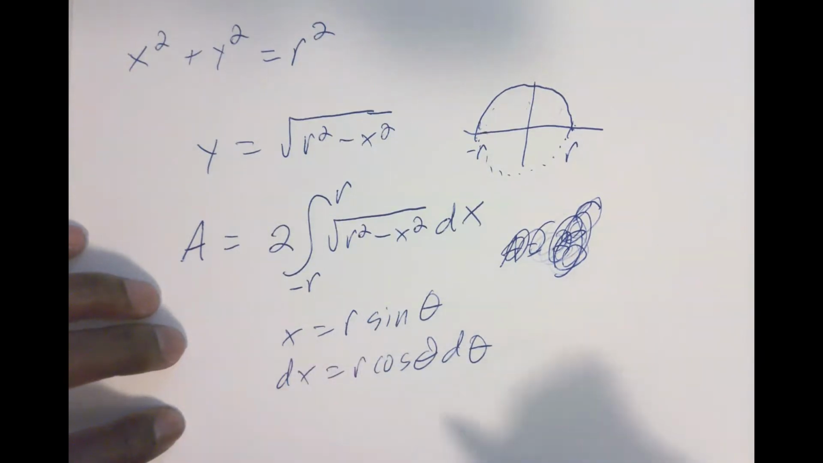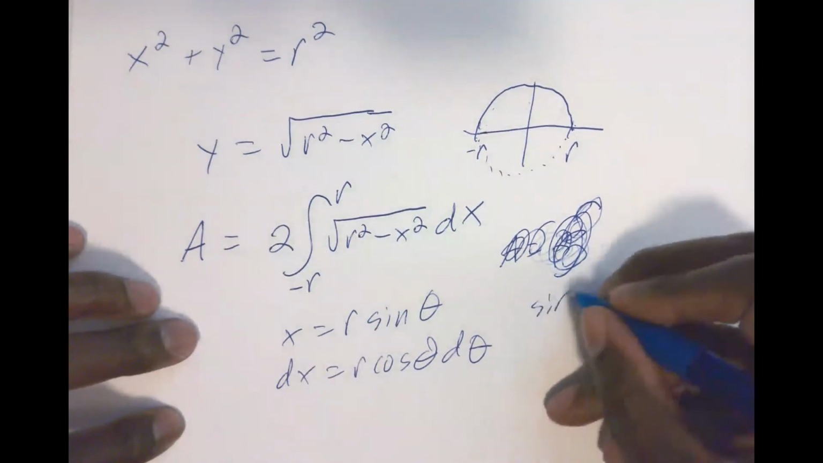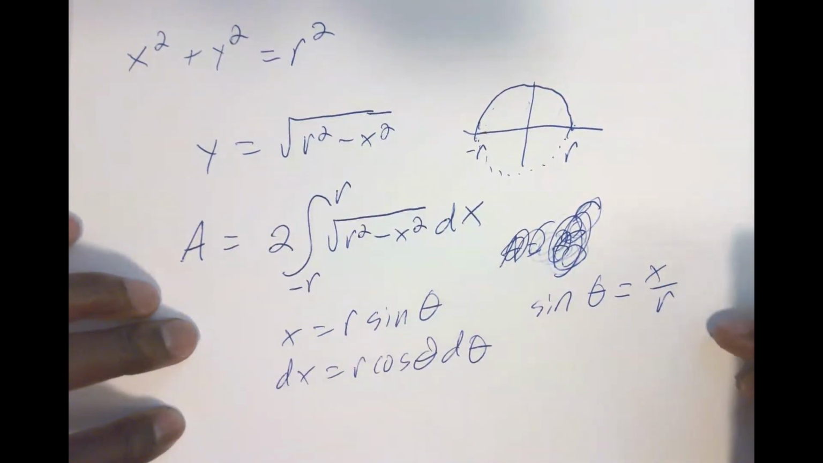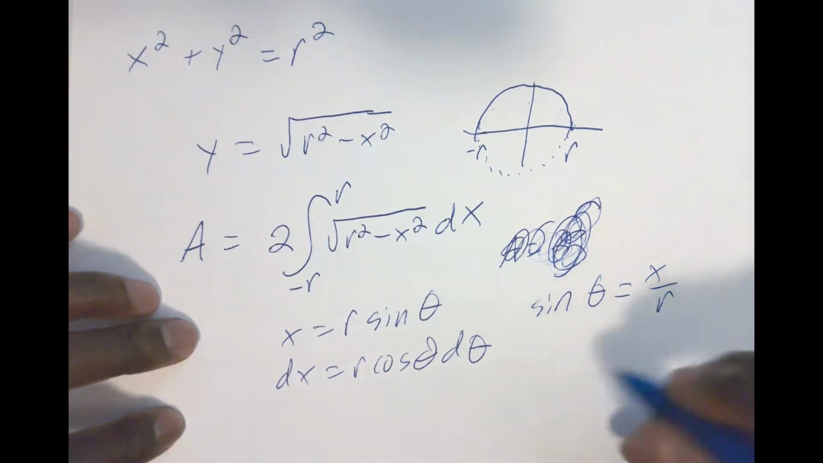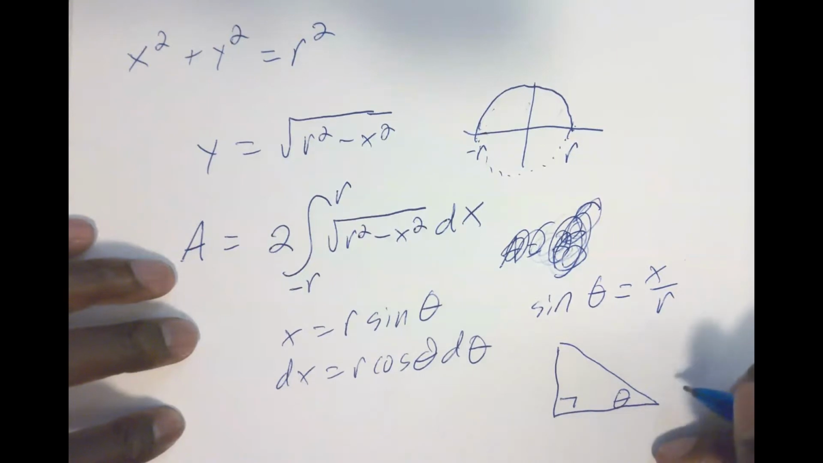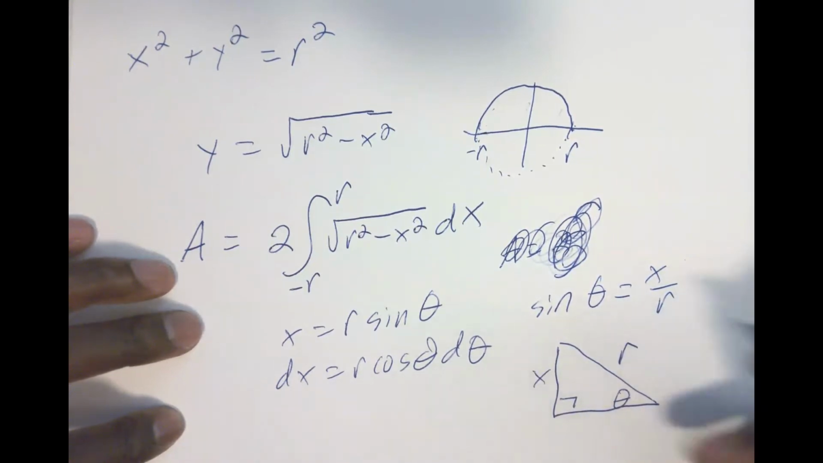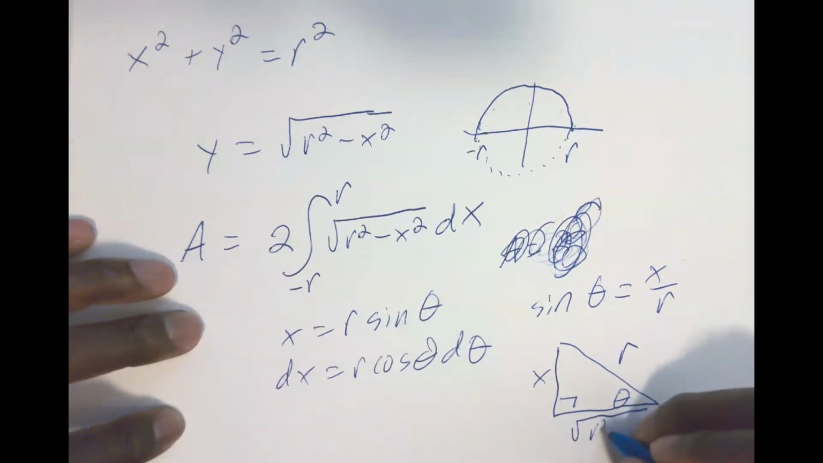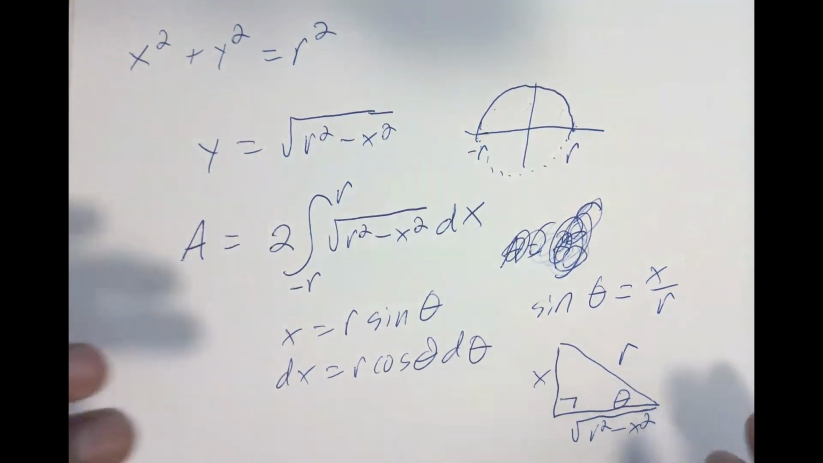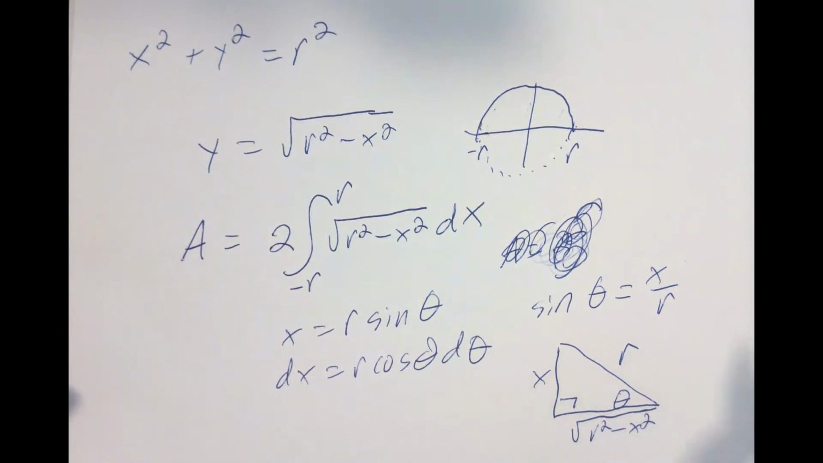If x is r sine theta, then sine theta is x over r. And sine, of course, is opposite over hypotenuse. So if you look at a right triangle with theta there, this side would be x and this side would be r. By the Pythagorean theorem, the adjacent side would be the square root of r squared minus x squared. I might not even need that bit of information, but it was just so tantalizing, we decided to place it there.